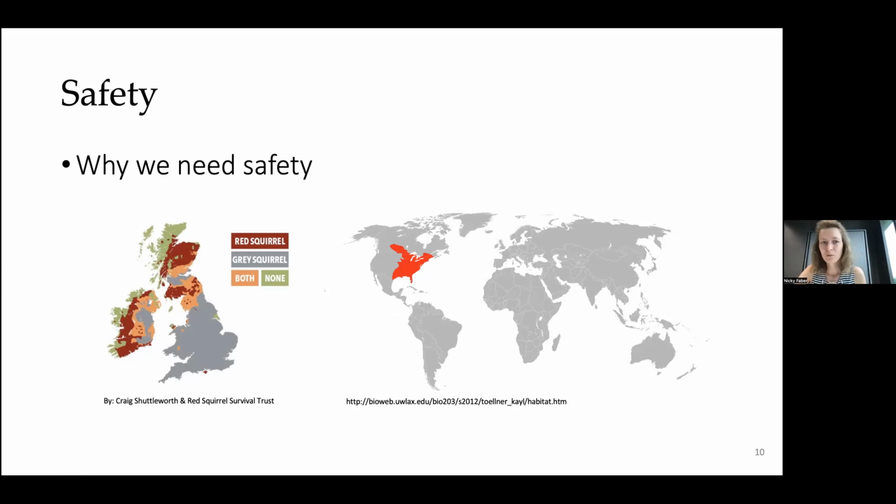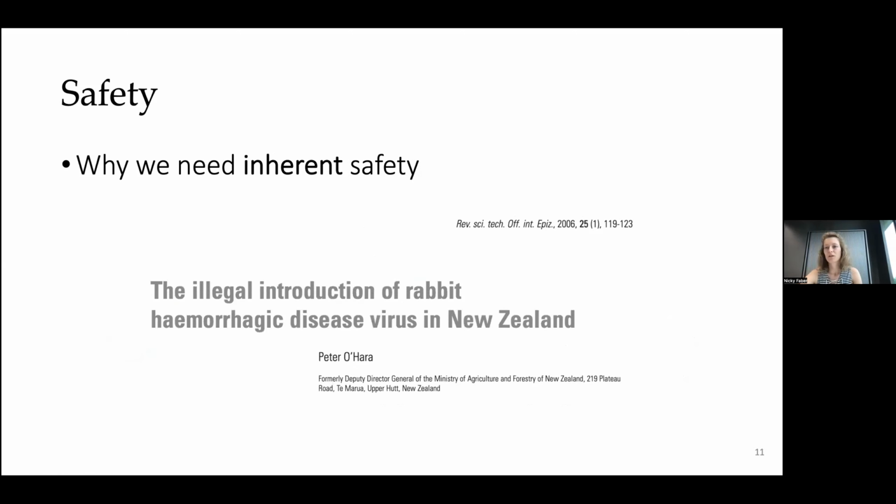Not only do we need safety, but we need inherent safety in the technology. Some of you might be familiar with the story about the rabbit virus that was used in Australia to combat the invasive rabbit there and to reduce population numbers. At the same time, New Zealand decided that they didn't want to do this. They thought it wasn't for them. But nonetheless, rabbits with this virus were smuggled into New Zealand, a country with one of the tightest biosecurity systems in place. So we can't rely on this type of border control to make this technology safe. The technology needs to be safe in and of itself.